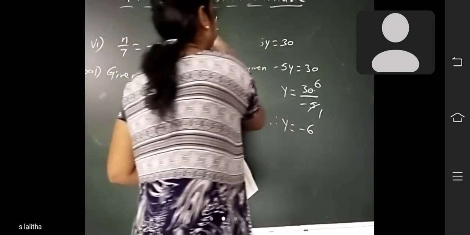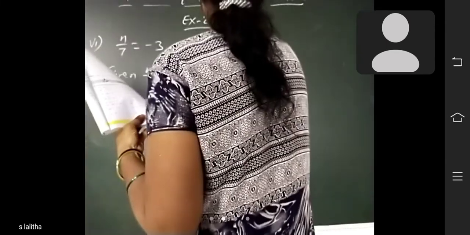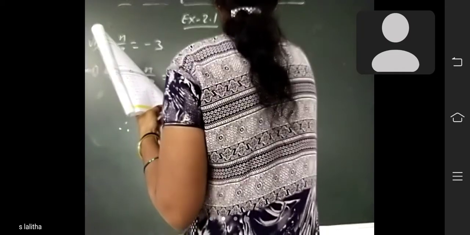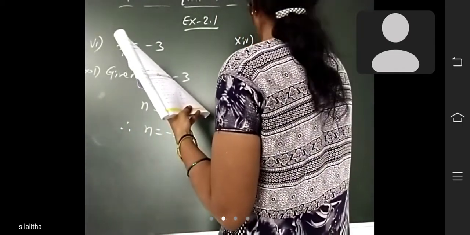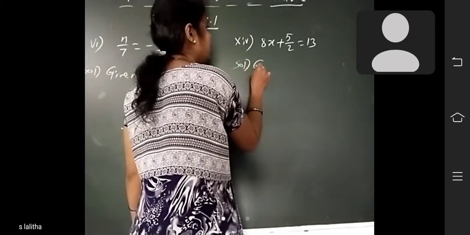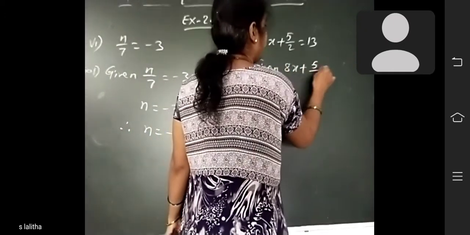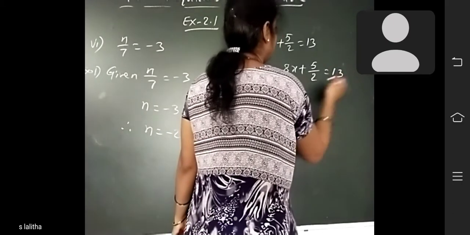Next, 14. Remaining sums you can do as homework now. 8x plus 5 by 2 equal to 13. So what is the given equation? 8x plus 5 by 2 equal to 13.